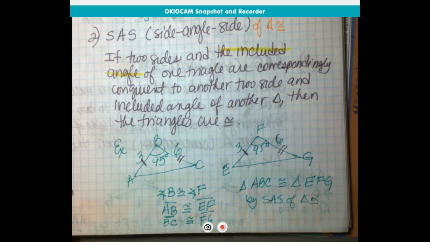Again, you can take a picture and then write it down because these are the justifications that you are going to use on your homework, on your tests, on the class activities to be able to do your proofs. Okay. So that's the second one.